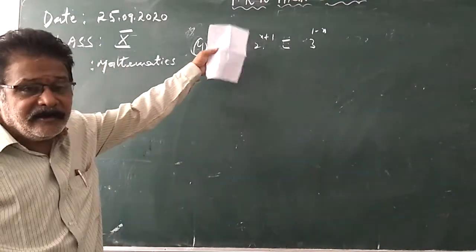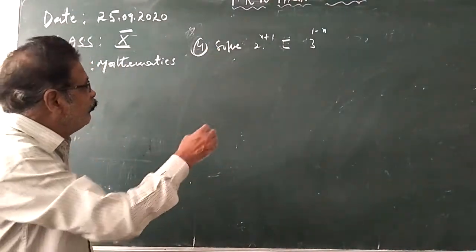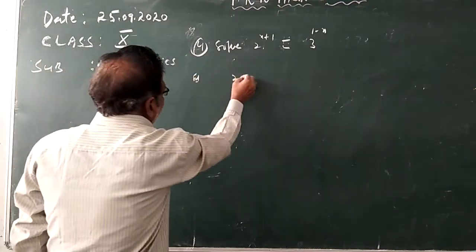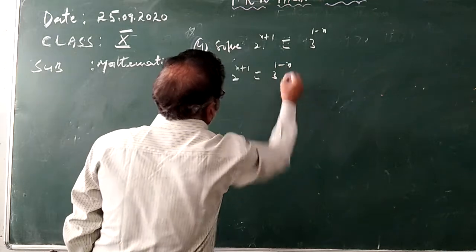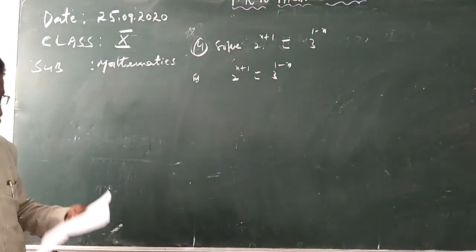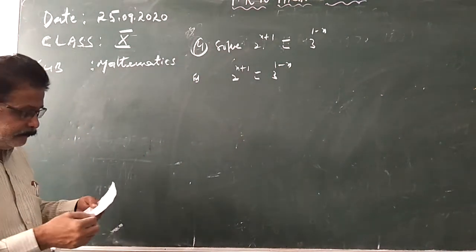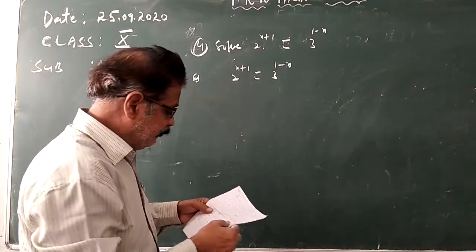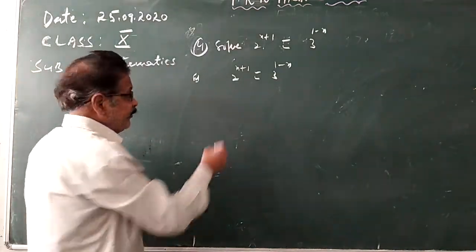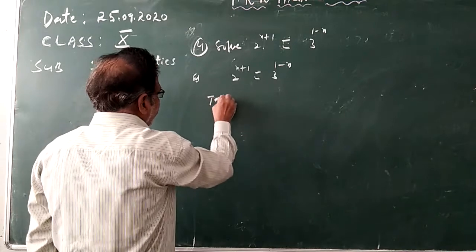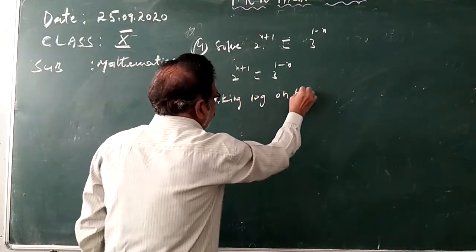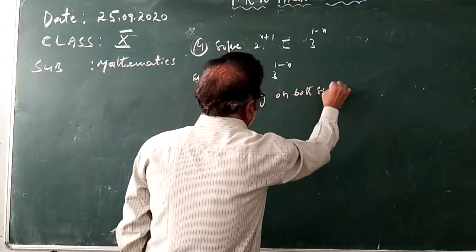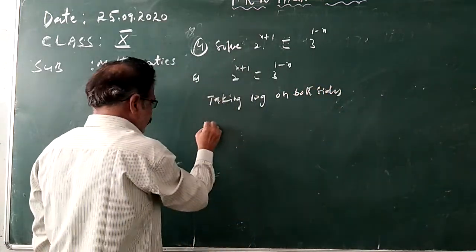Solve means what? The variable is x. You have to find out the variable value. So write down 2 to the power of x plus 1 is equal to 3 to the power of 1 minus x. So what you have to do here: this is given, take log on both sides. Taking log on both sides.